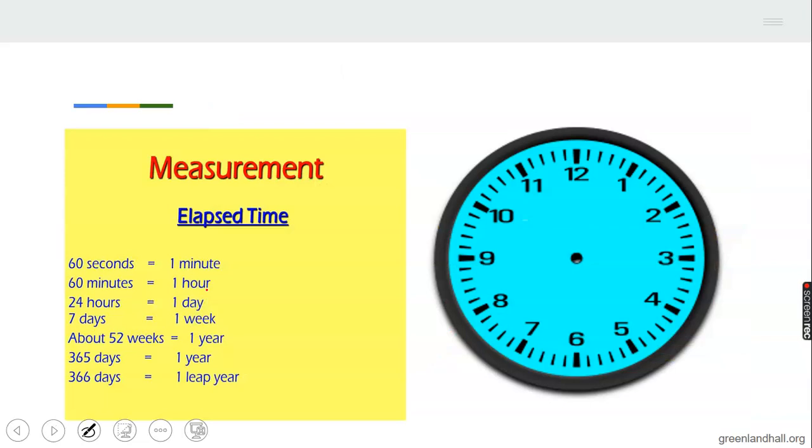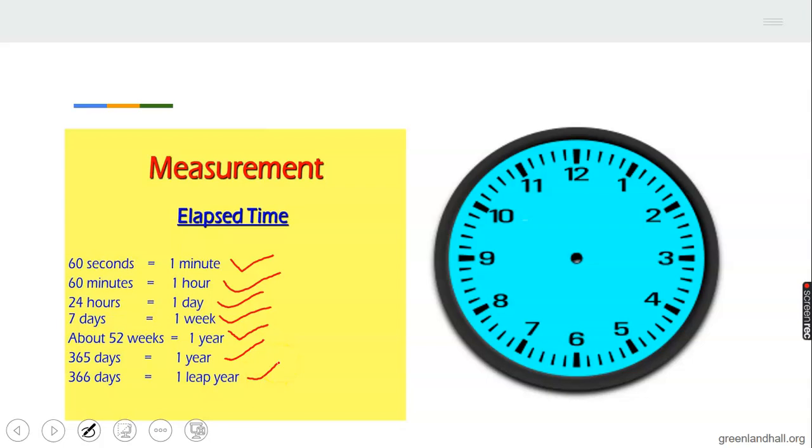Before we consider the minute and the hour, let's take a look at this time measurement. Repeat after me. 60 seconds make 1 minute. 60 minutes make 1 hour. 24 hours make 1 day. 7 days make 1 week. 52 weeks make 1 year. 365 days make 1 year. 366 days make 1 leap year.